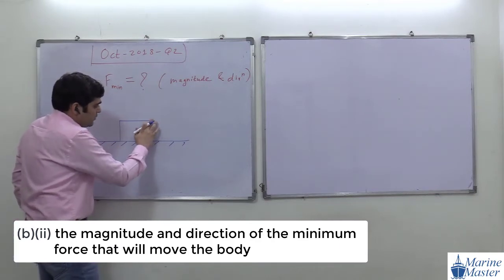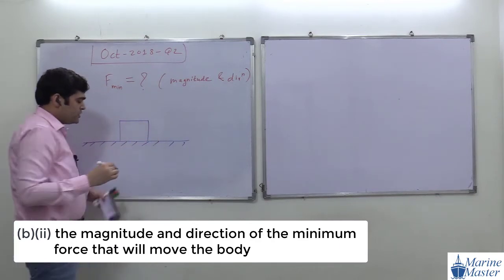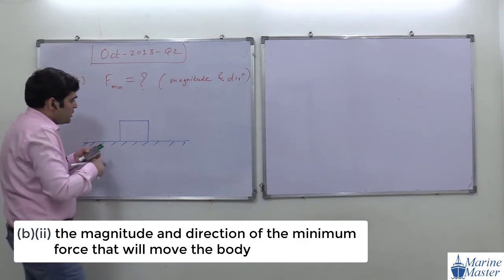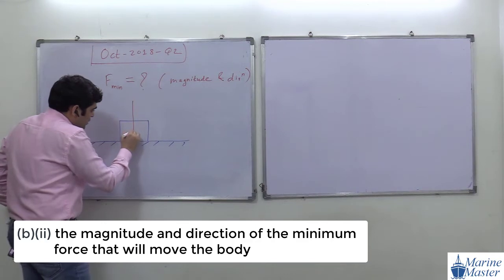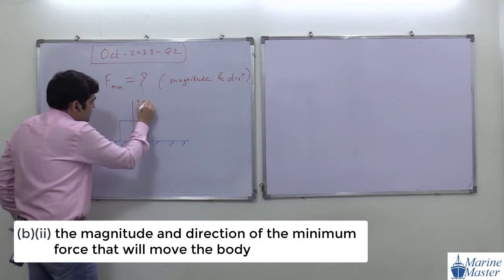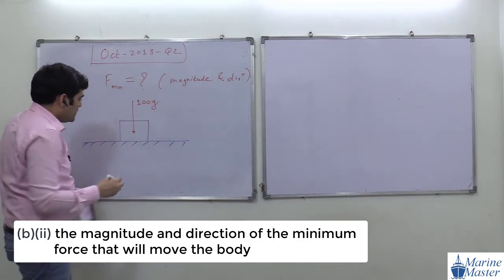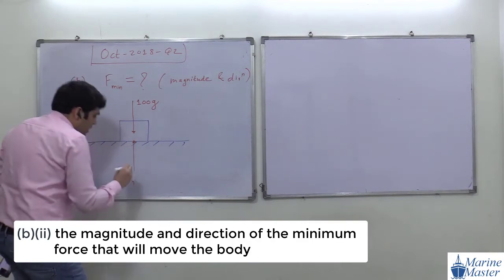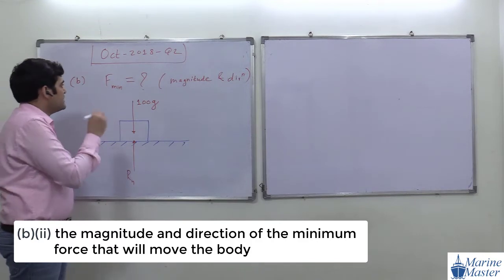So this is our body which rests on a horizontal plane. How much is the weight of the body? 100 g. Here there will be a normal reaction.